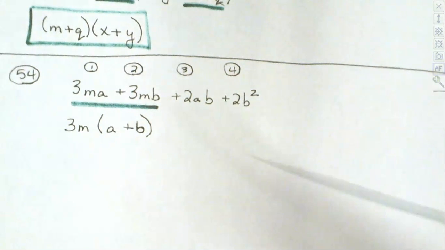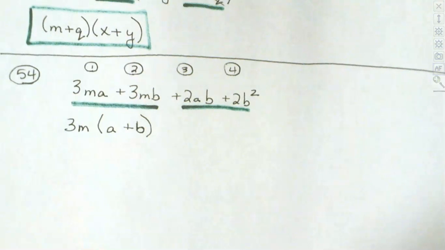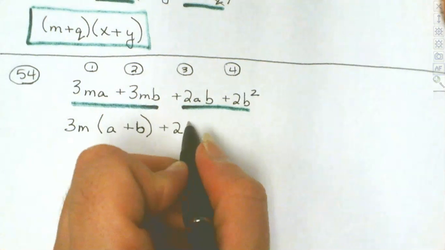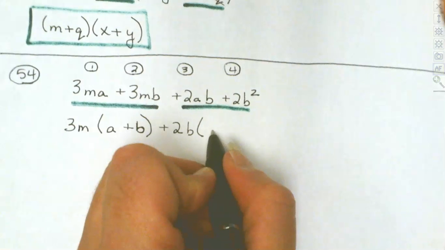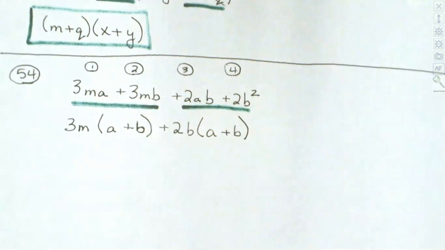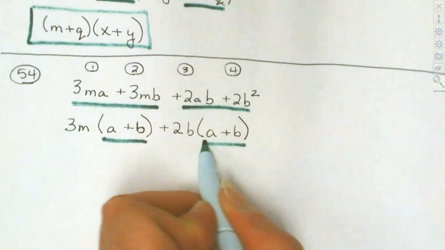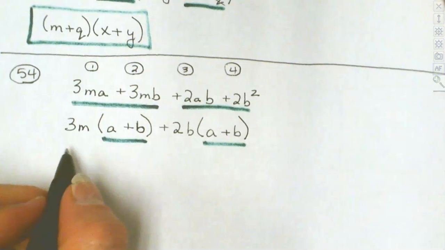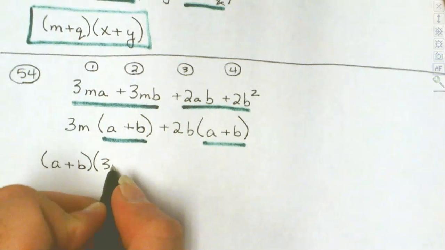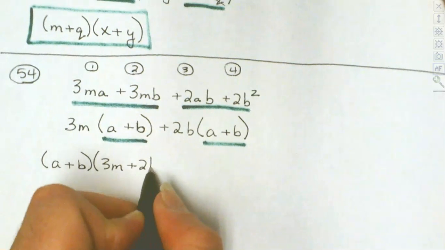Next 2 pieces. What do those have in common? Well, it looks like they have a 2 and a b in common. What's left over? A plus b. Now, those parentheses should be the same. If they are not the same, you made a mistake. Or factor by grouping just doesn't work for that one. But in this case, these groupings are the same. So that's going to come out in front as an a plus b. And what's left over? 3m plus 2b.